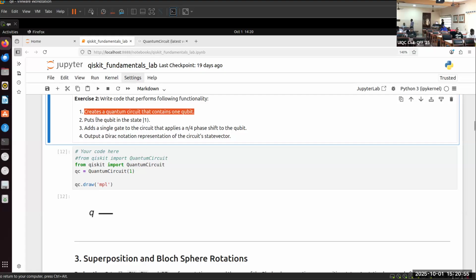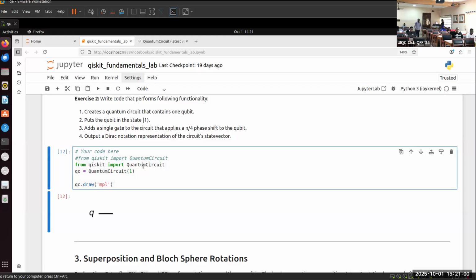Okay, so I want to be faster now. So this is how you create 1 qubit. So I believe by now everybody can create a quantum circuit with at least a number of qubits. Is that clear? Okay, so now the second question says put the qubit in state 1. By default, this is information you need when learning Qiskit. By default, when you create a quantum circuit in Qiskit, all the qubits are in state 0. I know you must have been told that qubits can be in ket 0 or ket 1. So by default, when you create a quantum circuit like this, all the qubits are in state 0.